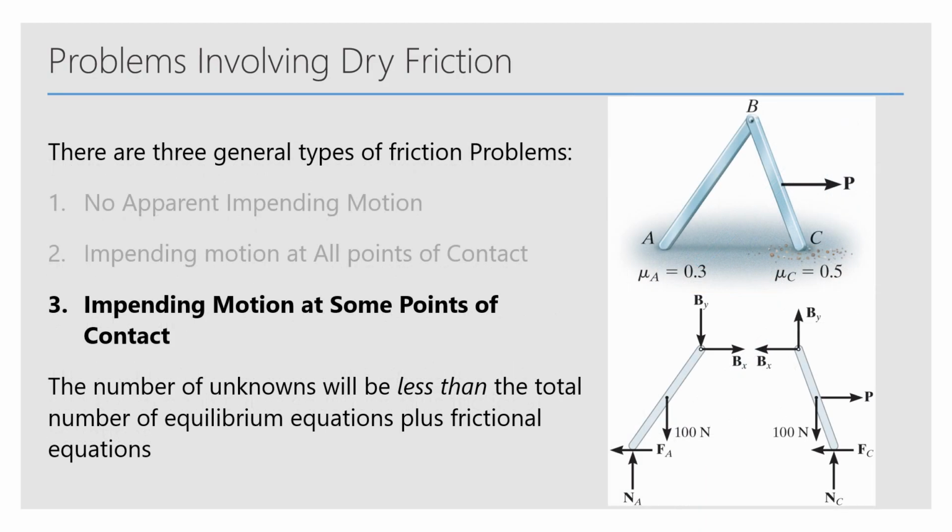The last general type of frictional problem is the impending motion at some points of contact. And for this one, the number of unknowns will be less than the total number of equilibrium equations plus frictional equations. So you'll end up with more equations than you need to be able to solve this one.